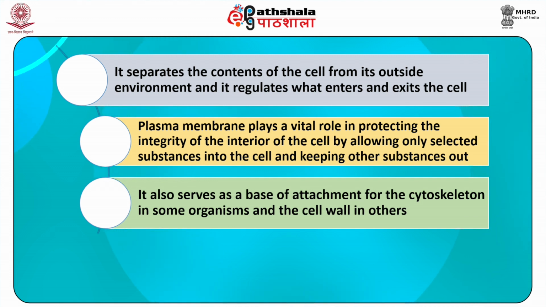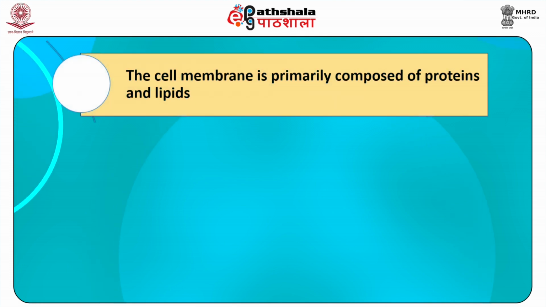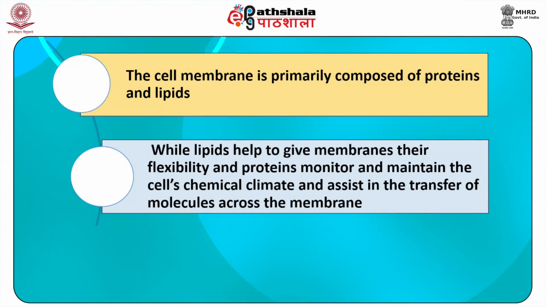It also serves as a base of attachment for the cytoskeleton in some organisms and the cell wall in others. Thus, the cell membrane supports the cell and helps in maintaining the shape of the cell. The cell membrane is primarily composed of proteins and lipids. While lipids help to give membranes their flexibility, proteins monitor and maintain the cell's chemical climate and assist in the transfer of molecules across the membrane.